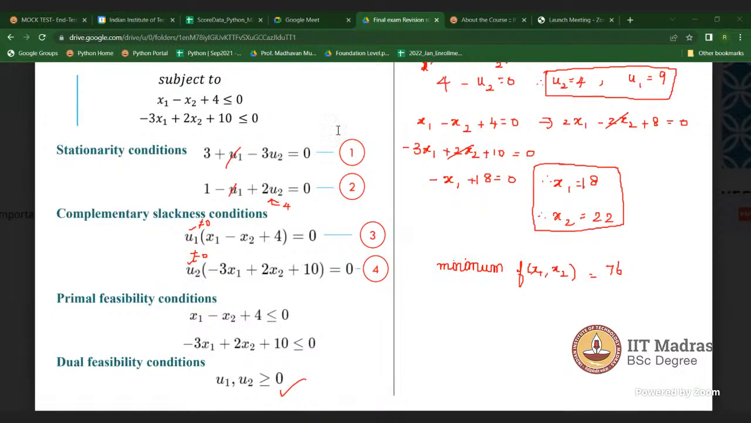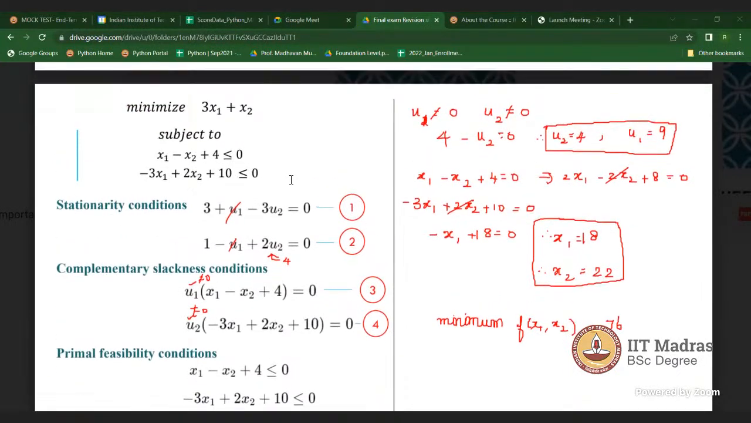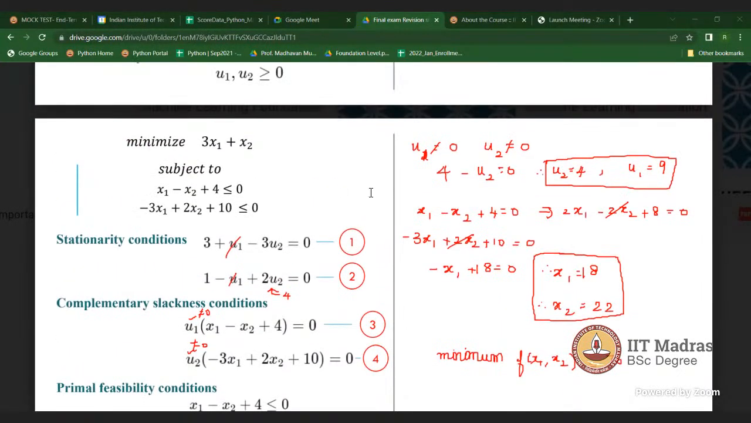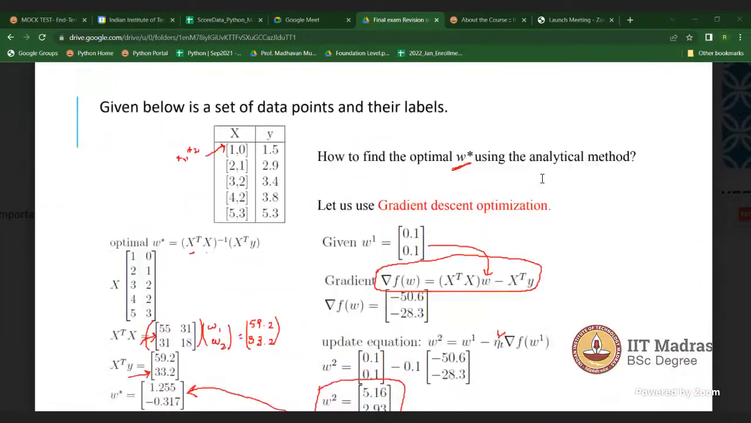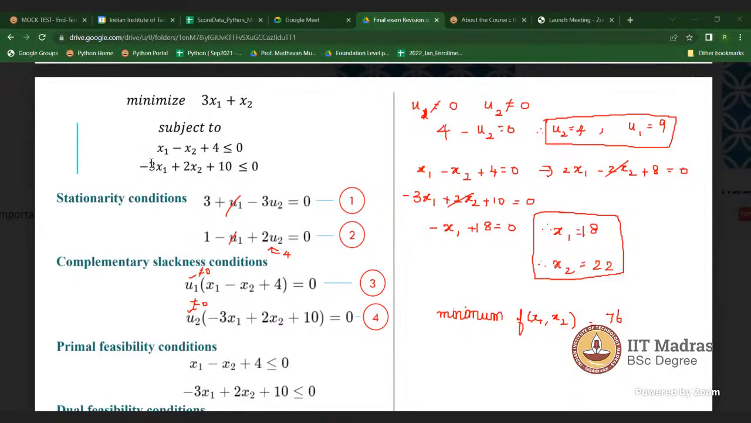Can you explain one more time how you got the stationary conditions? Okay. So this is 3x1 plus 3x2, you can assume it as f of x. This one is h1 of x, and this is h2 of x. So h1 of x into u1, and h2 of x into u2, you can just assume there is u2 and multiply it.